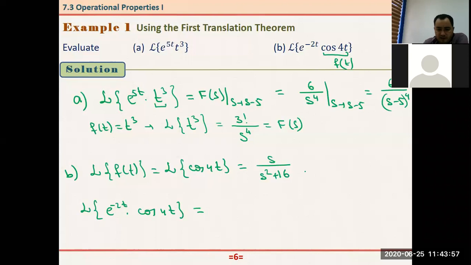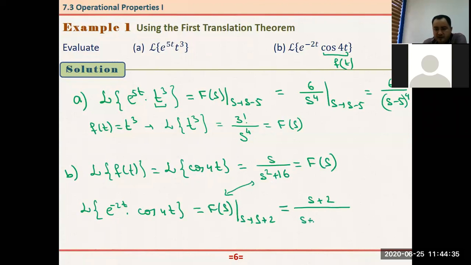That thing is f of s, but I need to replace this s with s minus a. S minus minus 2 is s plus 2. So now instead of s, I need to write s plus 2. Here we have s plus 2 over s plus 2 squared plus 16.